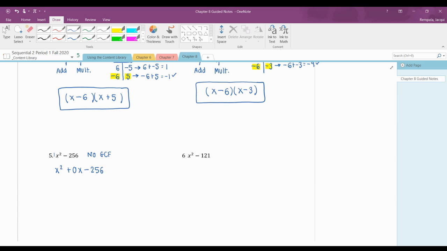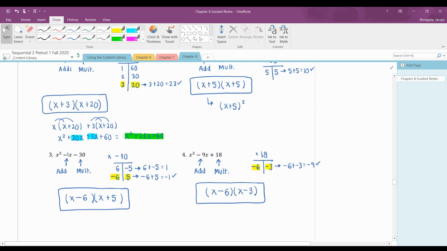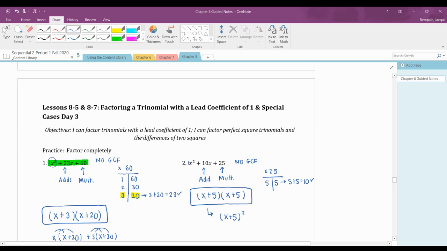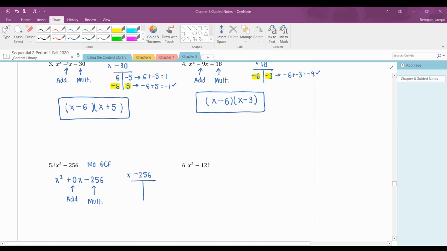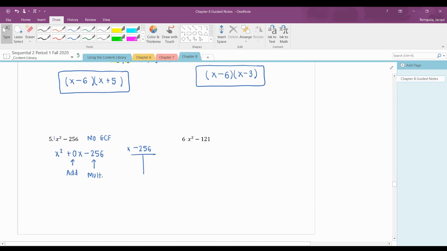256. All right, so if I want to try to figure out what is going to multiply to this negative 256 but add to 0, we have to recognize that if we're adding to 0, that means that we are going to want the same number but opposite signs. Okay, that's why this type of problem is called a difference of two squares. Two squares means that these numbers that we're dealing with are perfect square numbers.